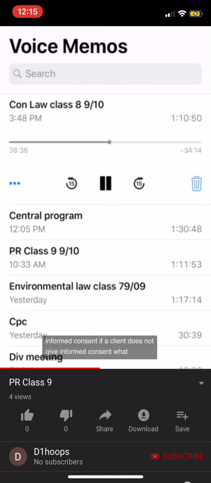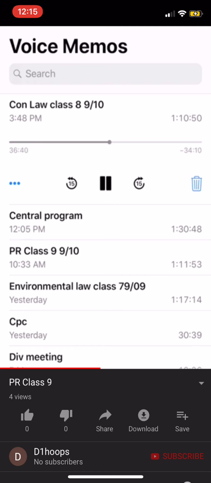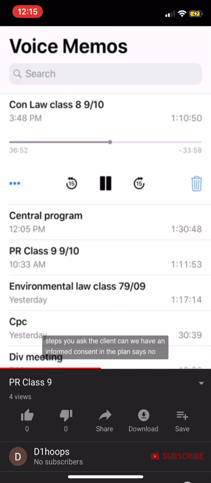If a client does not give informed consent, what happens? If you determine the conflict exists, you're trying to go through all of these steps, you ask the client, can we have informed consent? And the client says, no, I know you think it's not a big deal, but I don't feel comfortable with it. I don't want you going against me. Can you take that matter? No, can't do it. So that's why informed consent is so important. But back to this imputation thing.